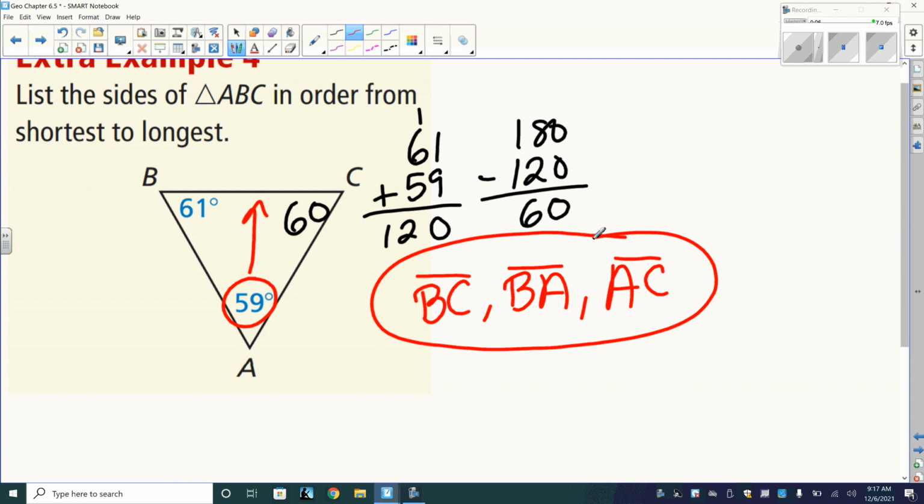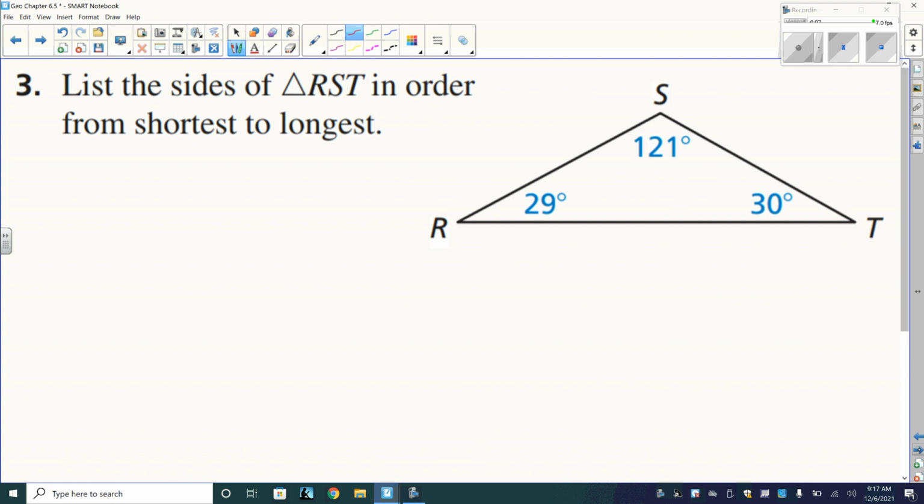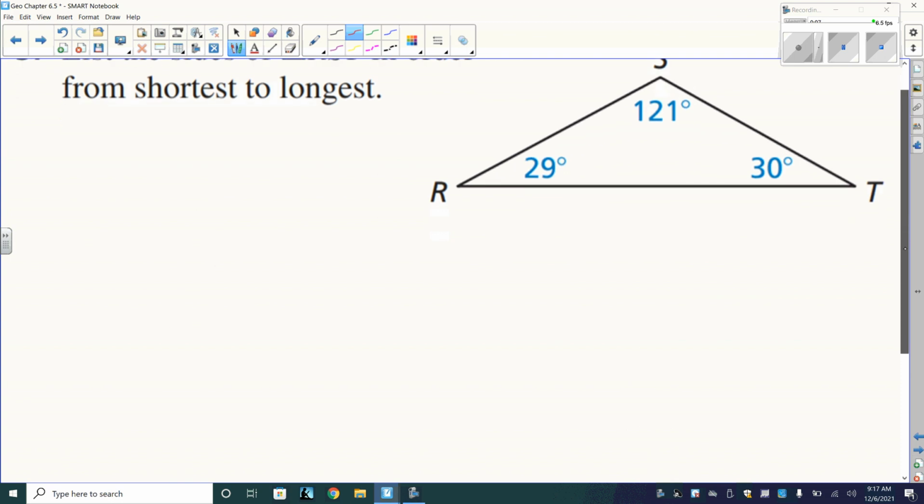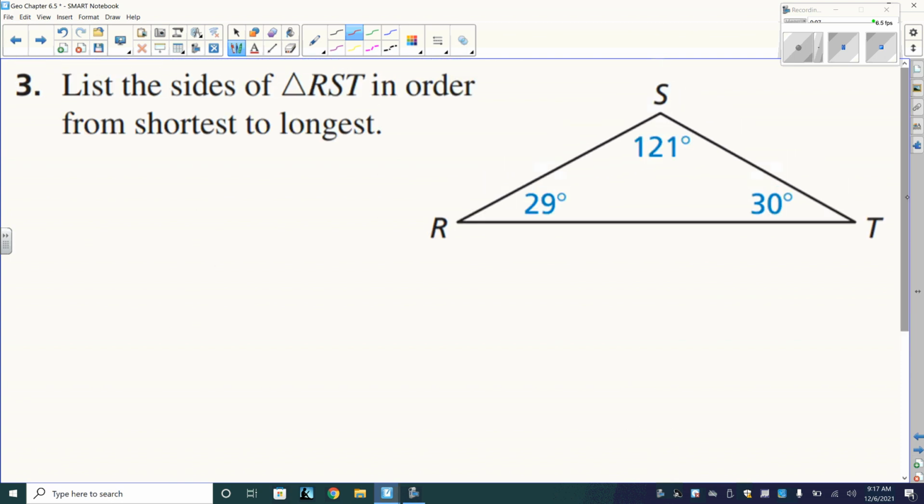Now, since we're talking about side lengths, or segments, we do need the line segment symbol above each. We ready for the next one? We'll look at this one here, and then we'll move on to the next part of this lesson.